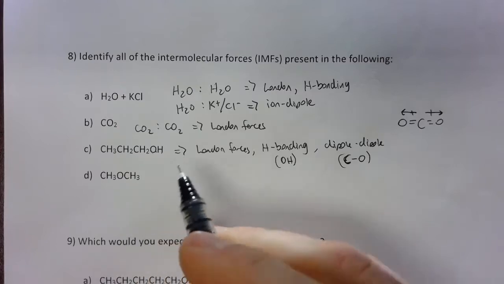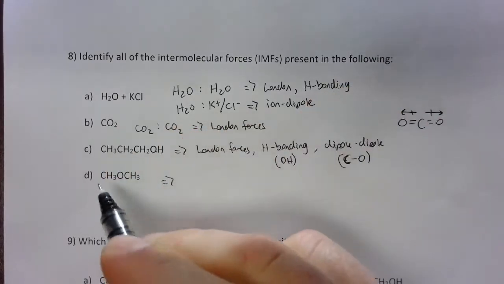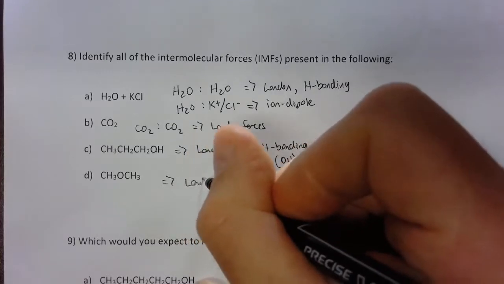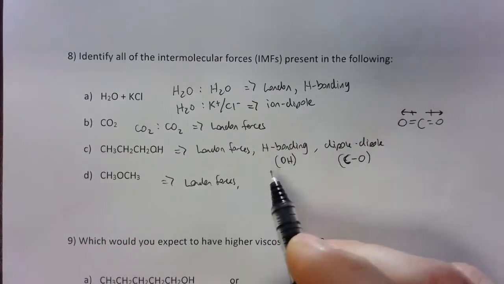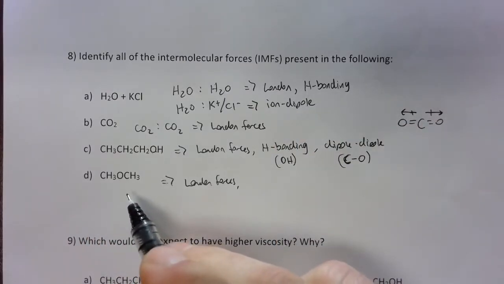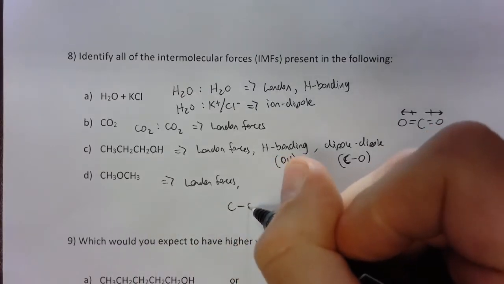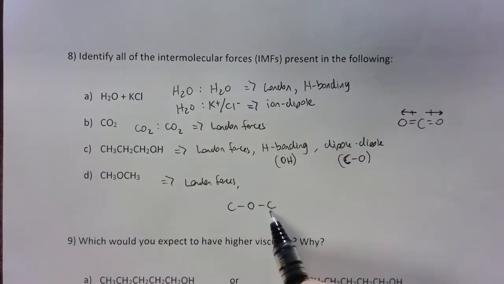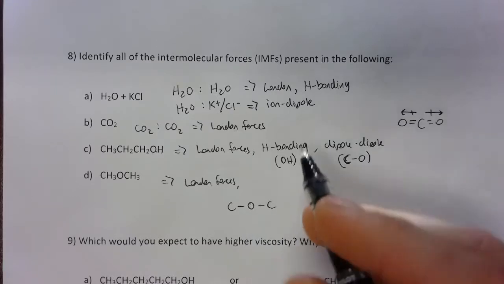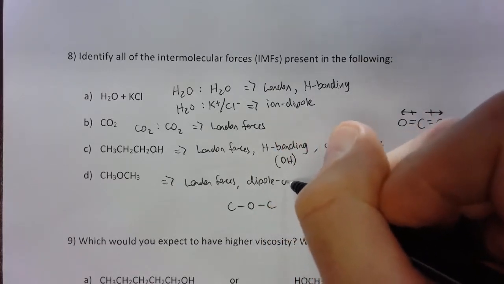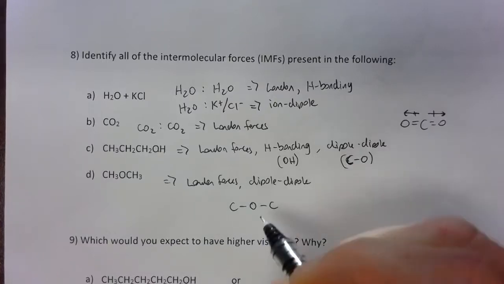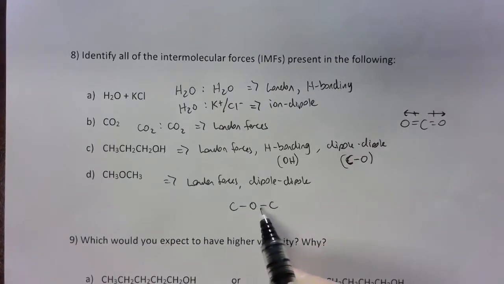This next molecule, this is an ether functional group. Again, London forces. And since there's no OH or FH or NH, the connection here is C to O to C. So there's no hydrogen bonded to this oxygen. That means there's no hydrogen bonding. So it is only dipole-dipole. This is a polar bond here and a polar bond here. So it's going to generate these dipole-dipole forces.